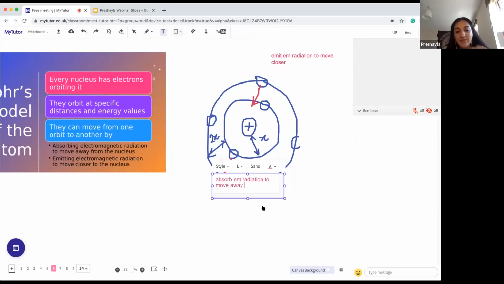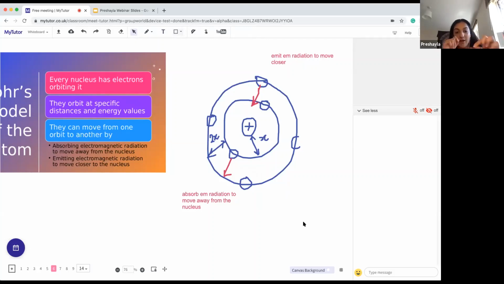And the reason for this is, if they absorb electromagnetic radiation, the electron gets the energy. It gets the energy from the radiation. And therefore, it can jump to the next shell because it's been given some energy. Otherwise, it's going to stay there its whole life. But as soon as electromagnetic radiation comes along and bombards it, the electron takes the energy and can jump to the next shell.